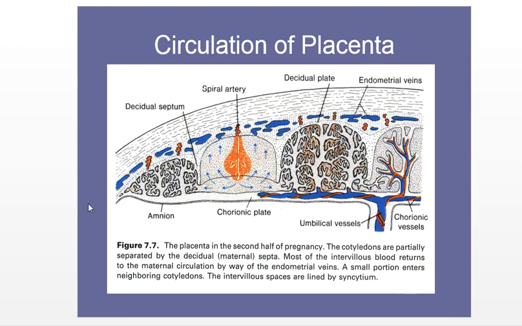And about the circulation of the placenta, cotyledons receive their blood through 80 to 100 spiral arteries that pierce the decidual plate and enter the intervillous space. Collectively, the intervillous space of the mature placenta contains approximately 150 milliliters of blood, which is replenished about 3 or 4 times per minute.